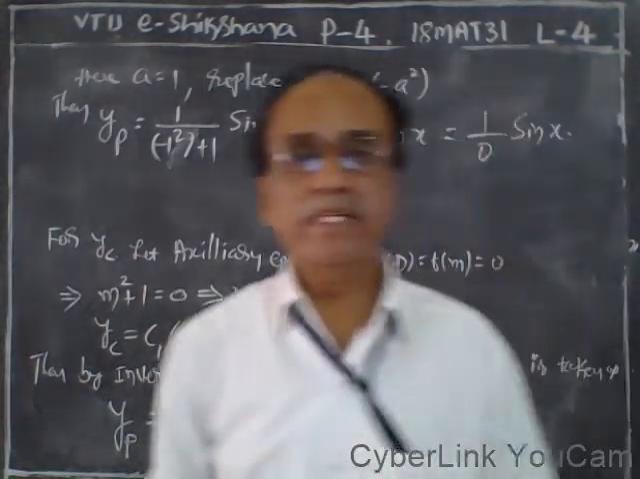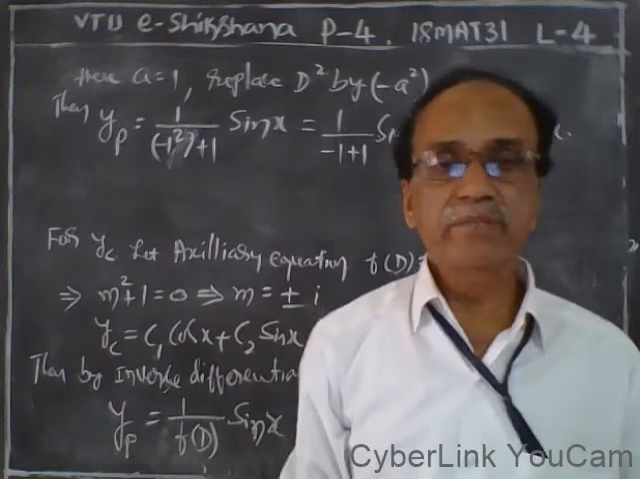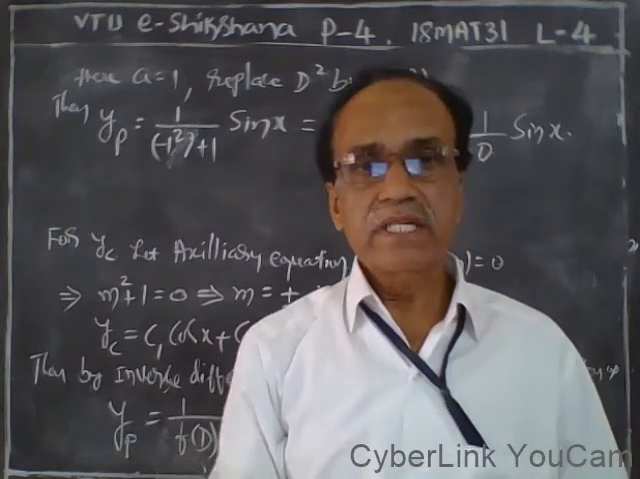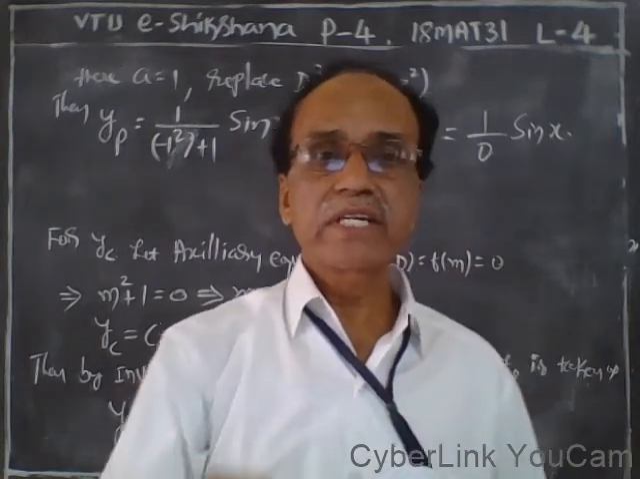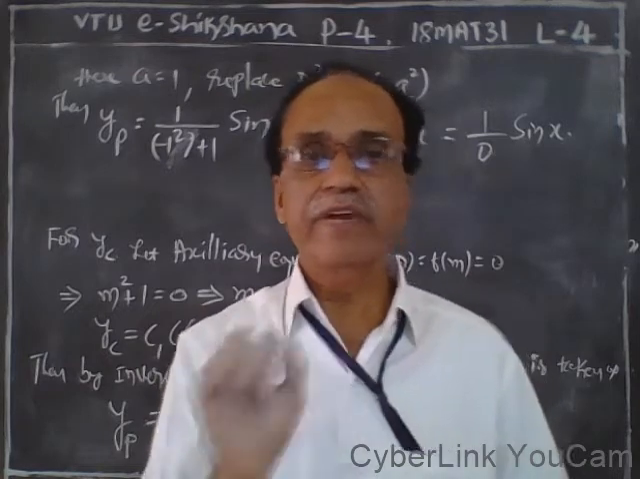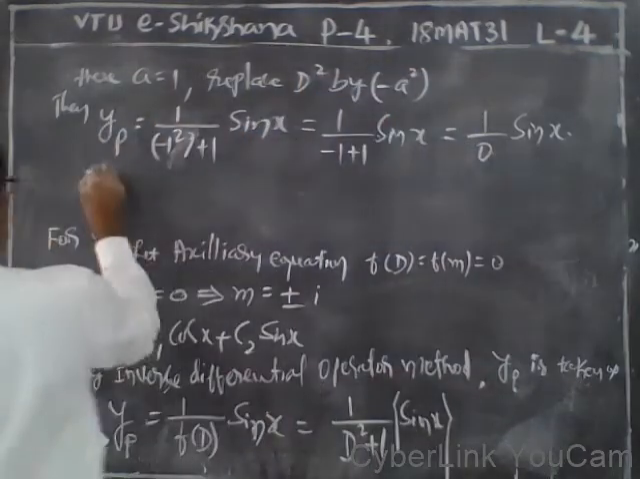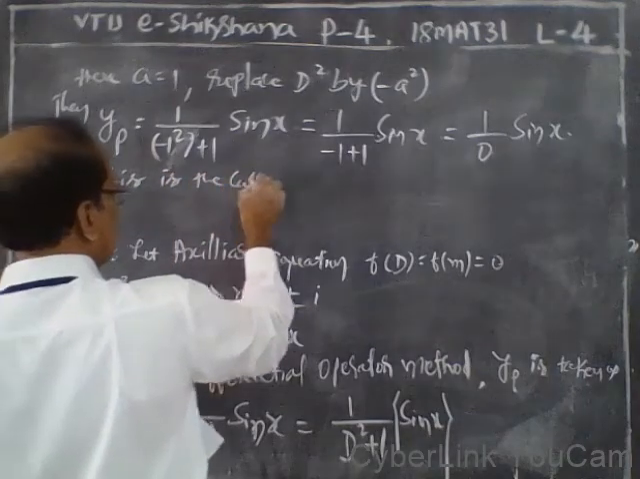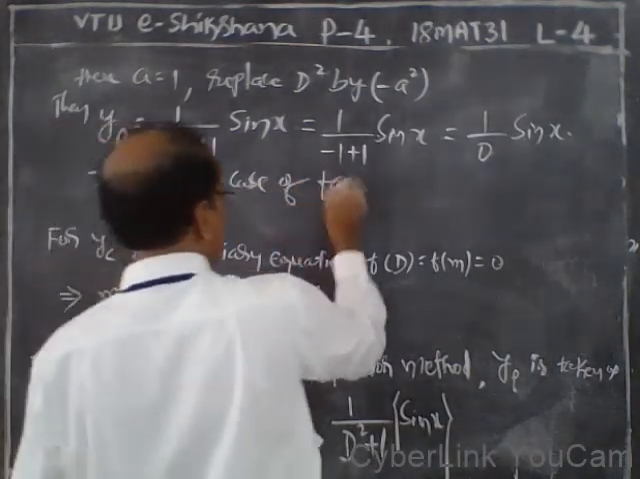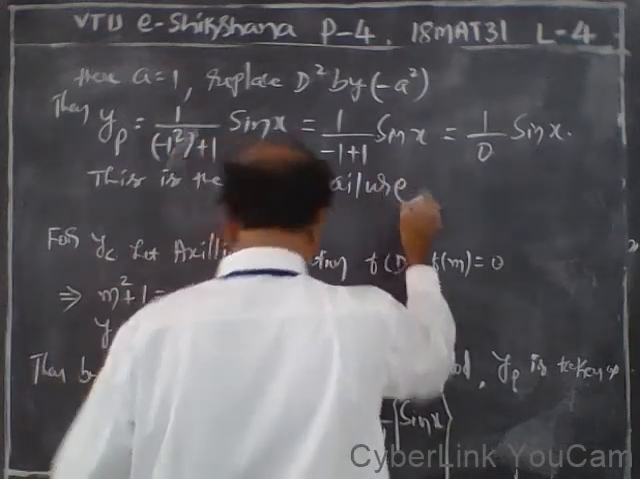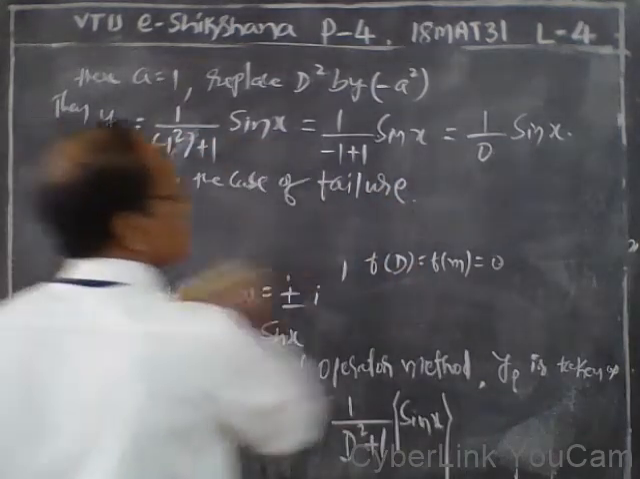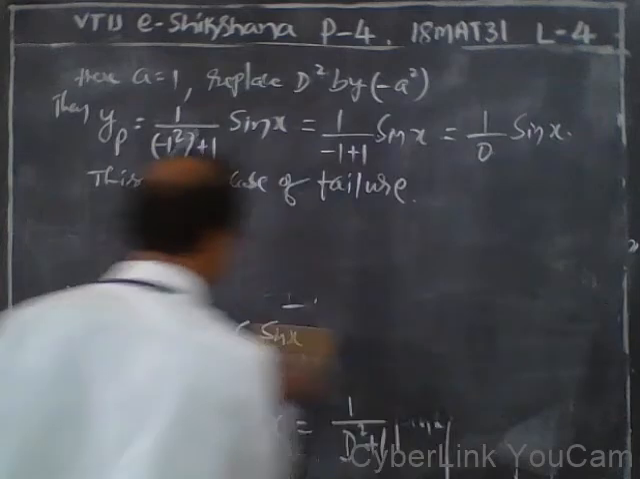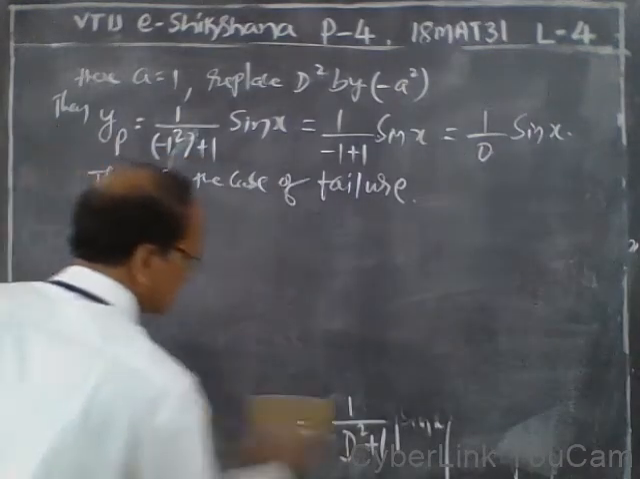So on replacing the constant for D square in the denominator, if you are getting 0, then it is the case of failure. Now you can write, this is the case of failure. Then we need to take the differentiation with respect to D in the denominator.